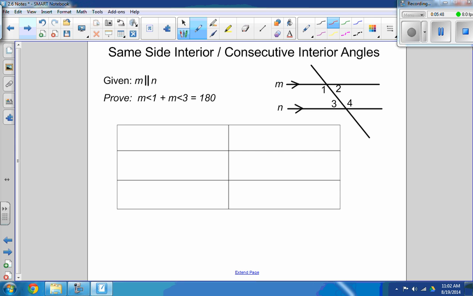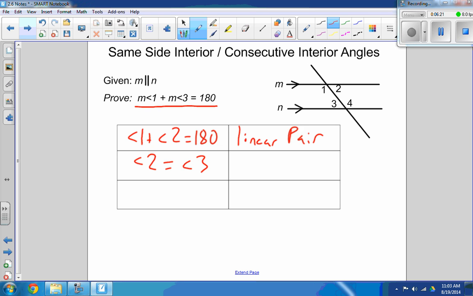So I mentioned the idea of same-side interior or consecutive interior angles. And let's see what they actually are. Let's prove that they are supplementary. Well, I'm going to go with the concept we know. Angle 1 plus angle 2 equals 180. I can say that because they're a linear pair. I know angle 2 is equal to angle 3. I can say that because they're alternate interior angles. And we know alternate interior angles are congruent.